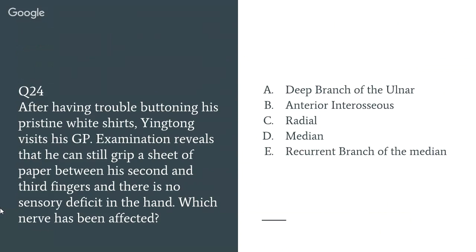Question 24. After having trouble buttoning his pristine white shirts, Ying Tong visits his GP. Examination reveals that he can still grip a sheet of paper between his second and third fingers and that there is no sensory deficit in the hand. Which nerve has been affected? So once again, this kind of question requires some lateral thinking.